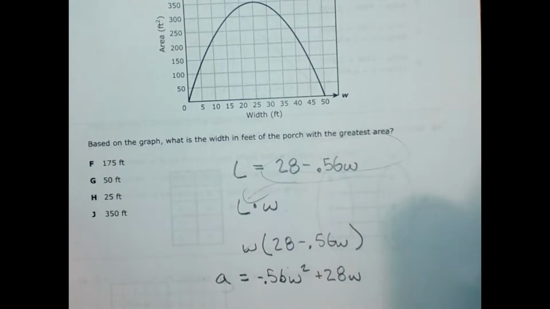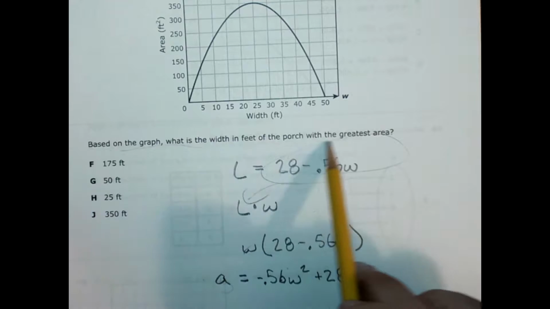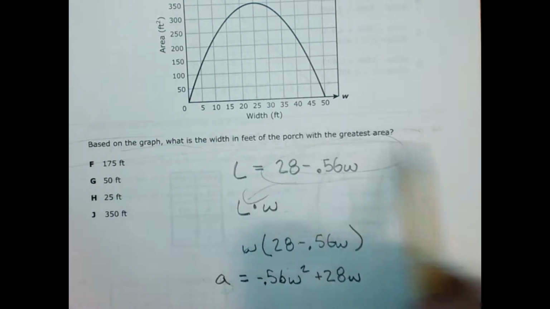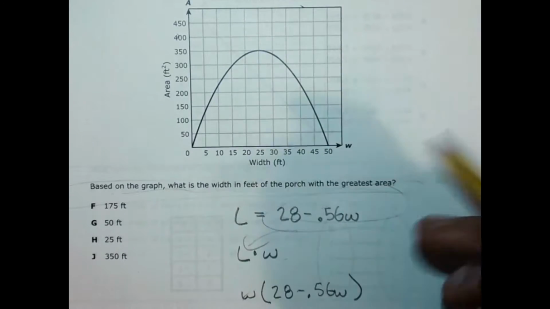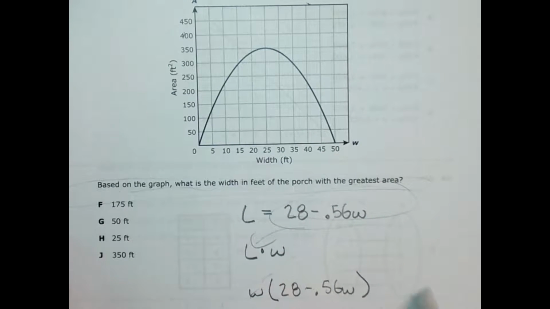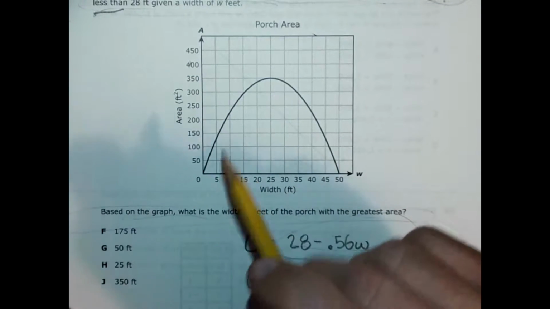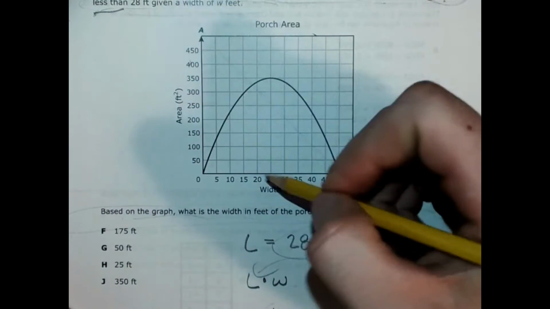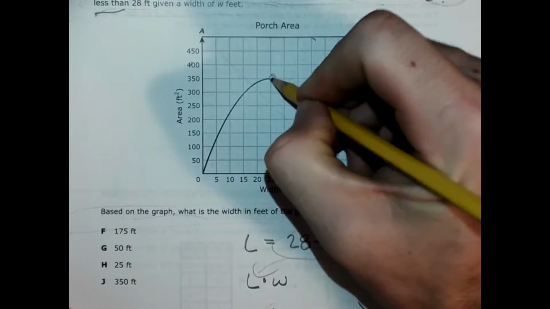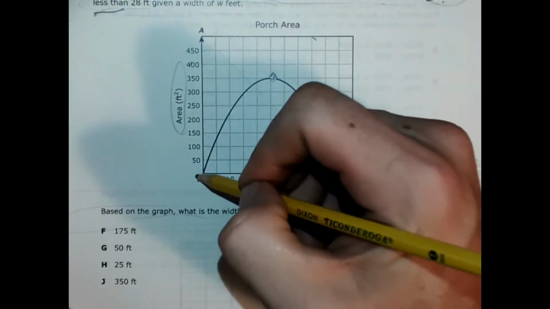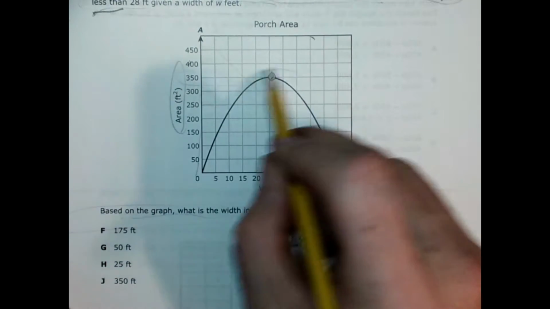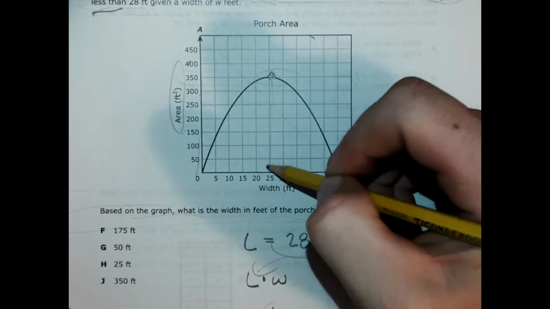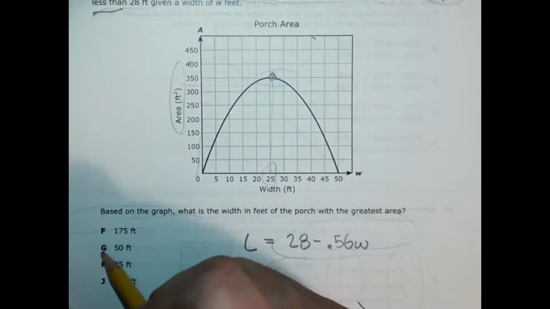But there it is. Based on the graph, what is the width in feet of the porch with the greatest area? So this really isn't going to be necessary. They just want to know what the maximum is. What width produces the greatest area? Here's the area. I get an area of 350 feet when the width is 25 feet.